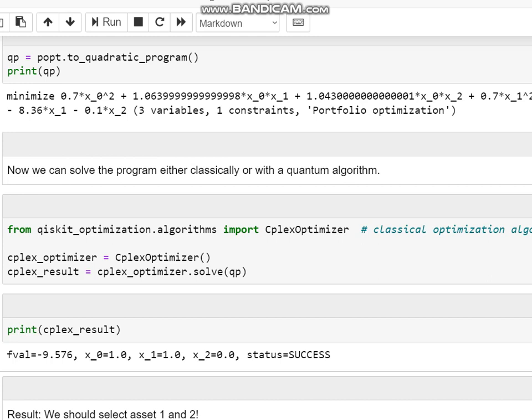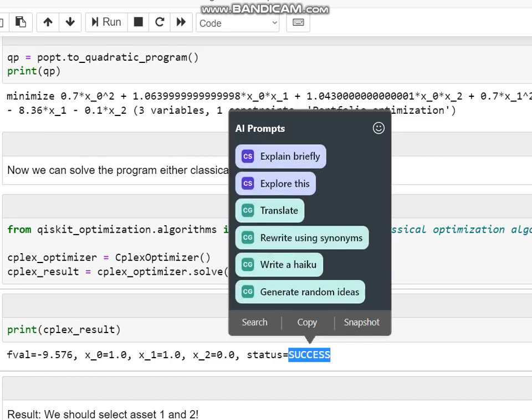Now we want from Qiskit optimization algorithms, import CplexOptimizer. This is the classical optimization algorithm from IBM. So we put that equal to this variable, and then we put the QP, our quadratic equation, into the solver. So the result is CplexOptimizer dot solve the problem, and now we want to print the result. So here the results are, it says success, you have succeeded in your mission, young grasshopper.